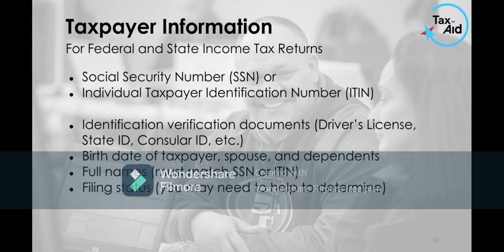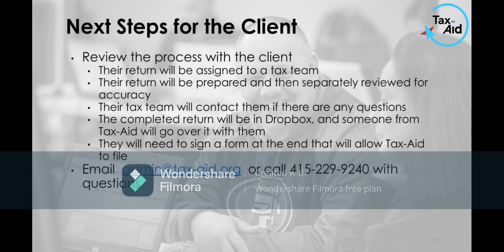Once all their information is confirmed, you will make sure the client knows what to expect. The basic steps for their return at this point are as follows. First, their return will be assigned to a tax preparation team. The return will be prepared by one team member and then separately reviewed for accuracy by another. Their tax team will contact them if there are any questions. The completed return will be in their Dropbox folder, and someone from TaxAid will go over their return with them.